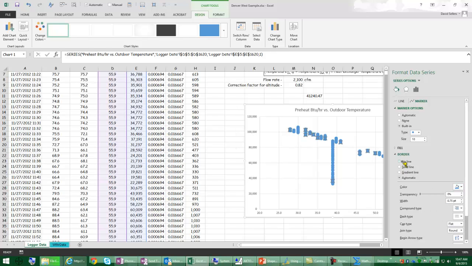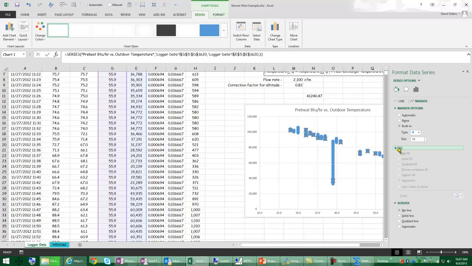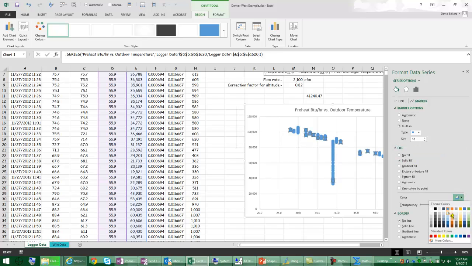That's an important step, because if you don't turn off the lines, the transparency trick doesn't work because the line doesn't go transparent. You could make the line transparent too, but it's just as easy to turn off. And then pick a solid fill, and just so it sticks out a little bit more, I'll use red. And the trick, of course, is the transparency to like 95%.